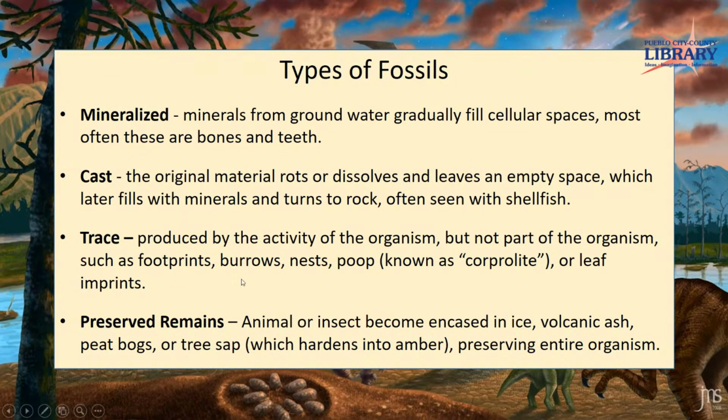Then trace fossils are not a direct remain of the organism, but something else that it left behind by its activity. Some of the most common are footprints. The footprint is not part of the animal, but it is something the animal made that is left behind. Burrows get filled with minerals and become cast fossils as well. Sometimes nests are preserved. And also their poop can fossilize and turn to stone. And this has a special name called coprolite.